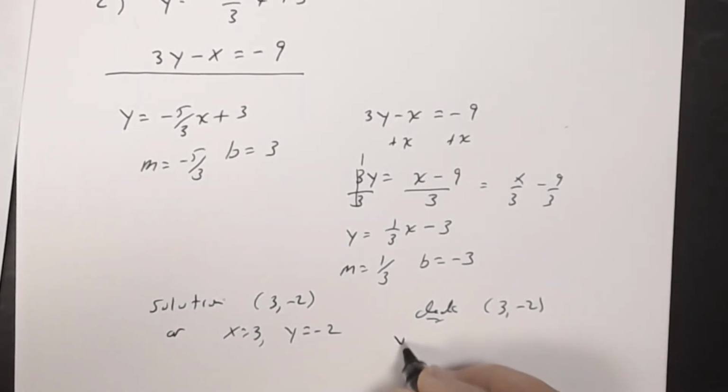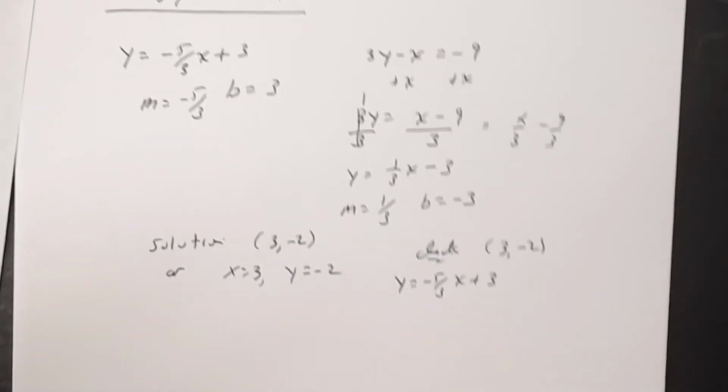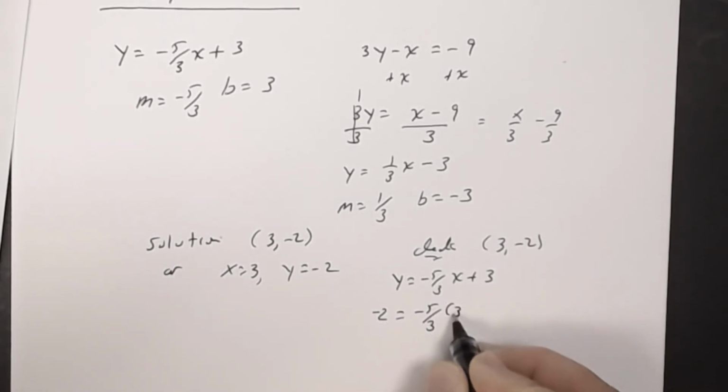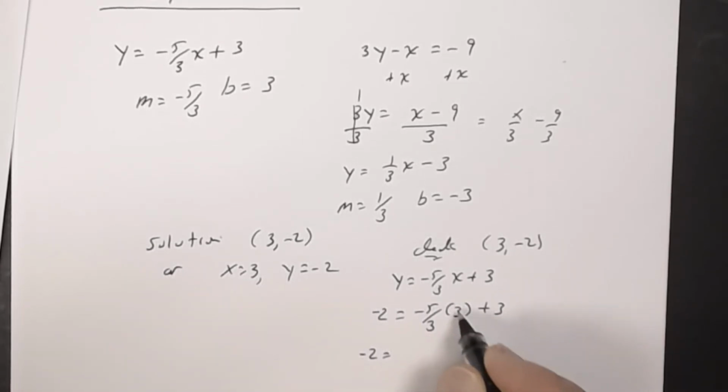So let's check the first one. y equals negative 5/3 x plus 3. So we're saying x is 3, y is negative 2. Let's see what we get. I get negative 2 equals negative 5/3 times 3 plus 3. In place of y, I substitute negative 2. In place of x, I substitute 3. On this side, negative 5/3 times 3: remember, the 3's divide out. So I get negative 5 times 1 is negative 5. So is negative 5 plus 3 equal to negative 2? Yes, it is.